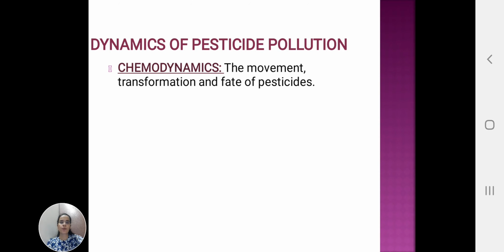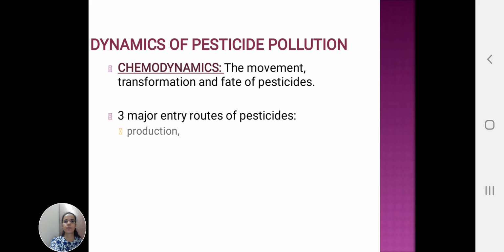Dynamics of pesticide pollution. There is a term called chemodynamics, made up of two words, chemo and dynamics. Chemo means chemicals and dynamic means the movement of those chemicals. This chemodynamics is defined as the movement, transformation and fate of pesticides in different environmental compartments. There are three major entry routes of the pesticides into the environment. These routes include the production, the usage and the disposal of the pesticides.